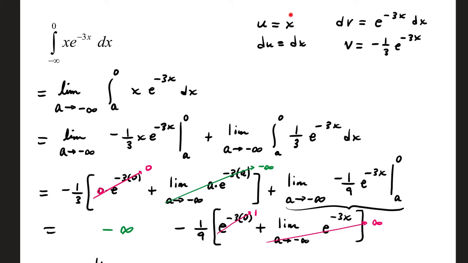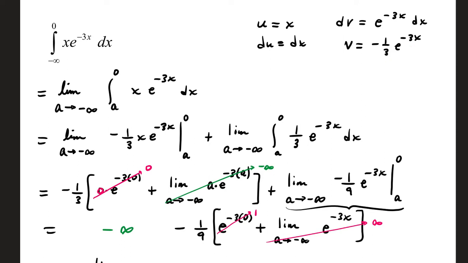Let u be your algebraic term. Its derivative is 1 dx. Let e to the negative 3x dx be your exponential term, and that's your dv. The antiderivative is negative 1/3 e to the negative 3x.